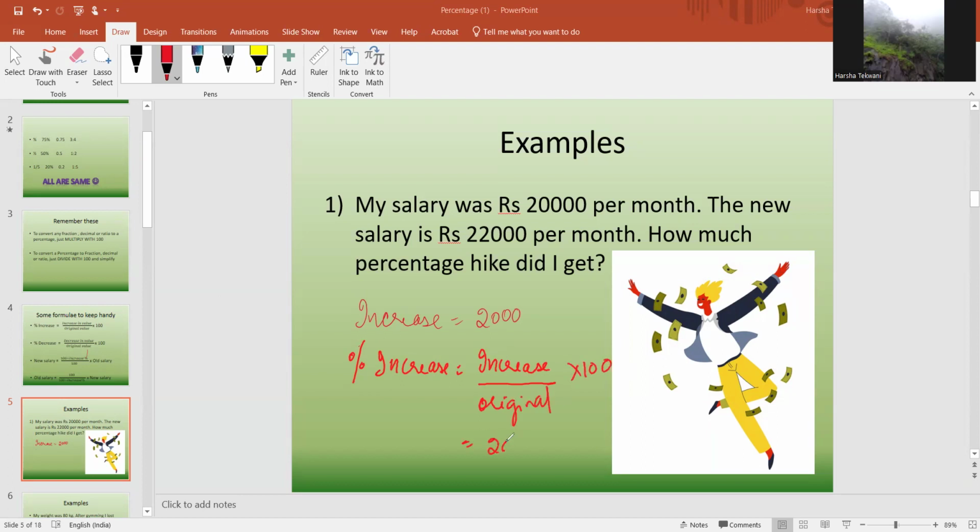So it's a 2000 increase. On whom are we going to do the comparison? On the initial 20,000. So when you calculate, you get 10%. So that's a good 10% hike. All right, let's see some more examples.